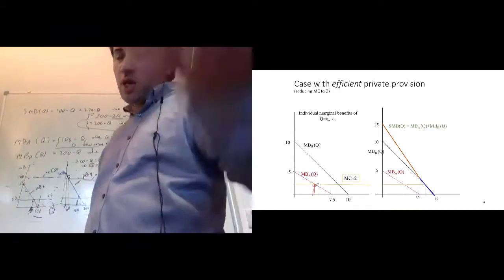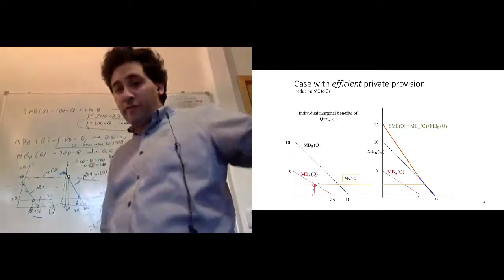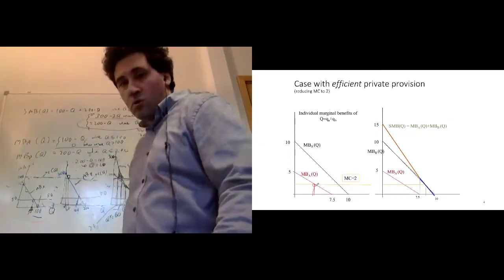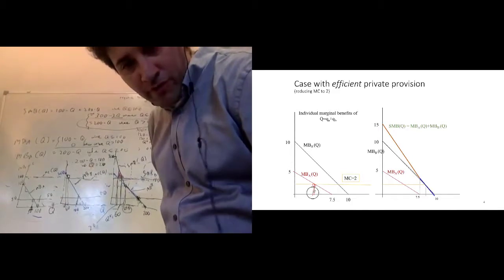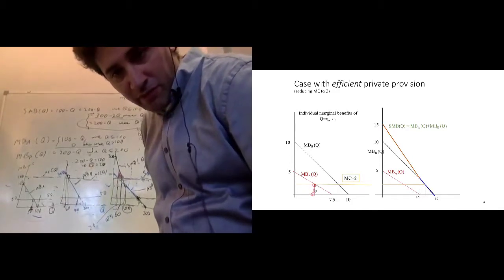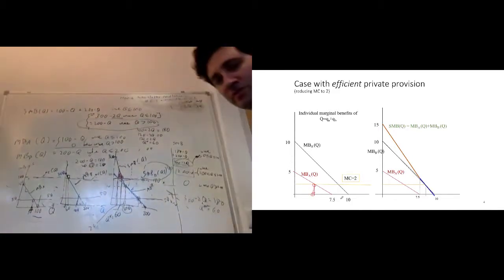Let's suppose that A thinks that B is going to provide more than 50 for this example, or in the PowerPoint that B is going to provide more than whatever this is. I guess it's 7. No, it's not 7.5. Maybe it's 5. I guess it's 5. I don't know.